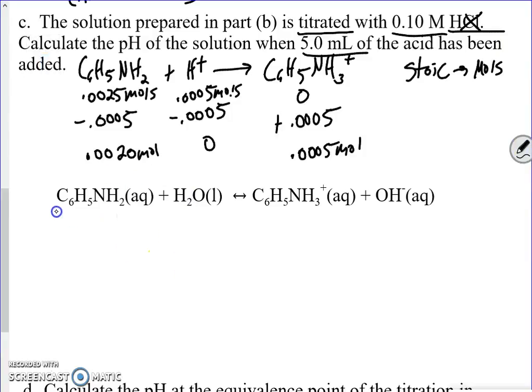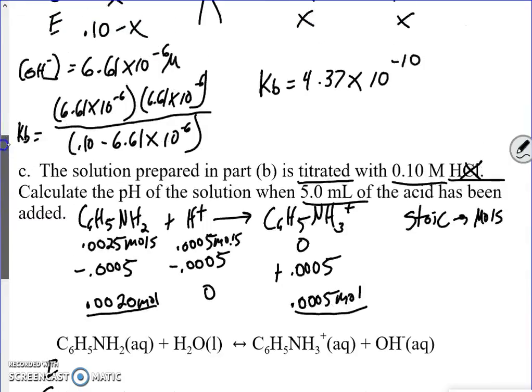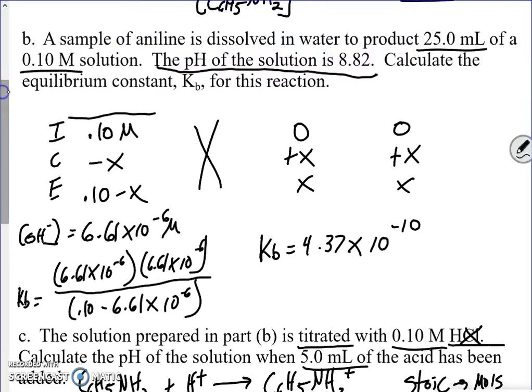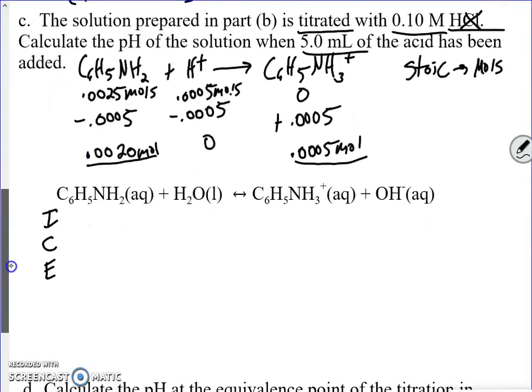We have to, first off, set up our ICE table. And if we remember, what goes in our ICE table is molarity. Well, up here we have moles. So how do we get into molarity? We divide by our liters. In this case, we had 5 milliliters that we added to the original 25 milliliters of our original solution. So that means we have right now 30 milliliters, so we're going to divide by 0.030 liters for both of these guys.